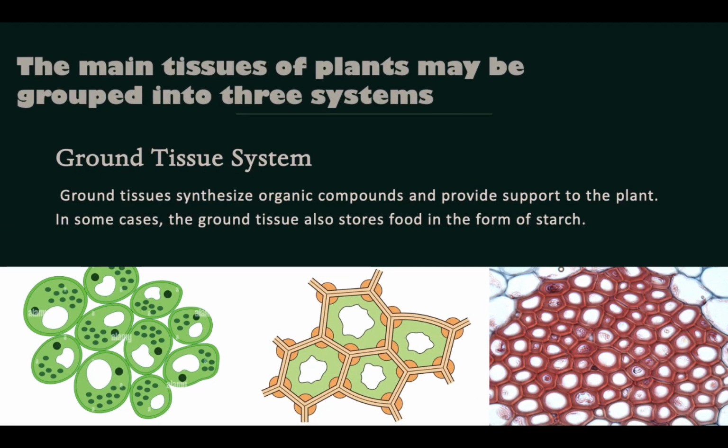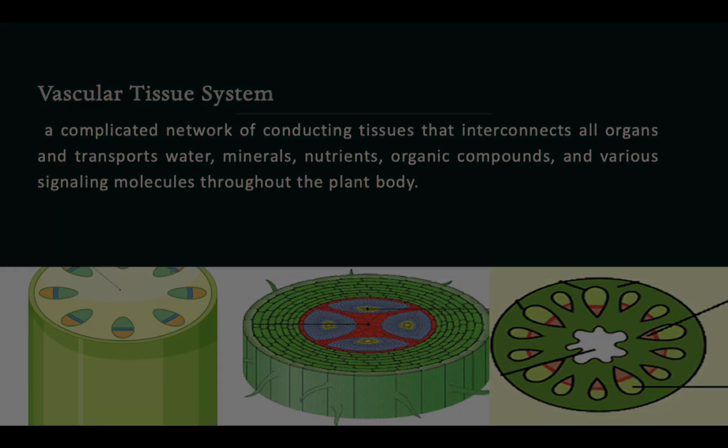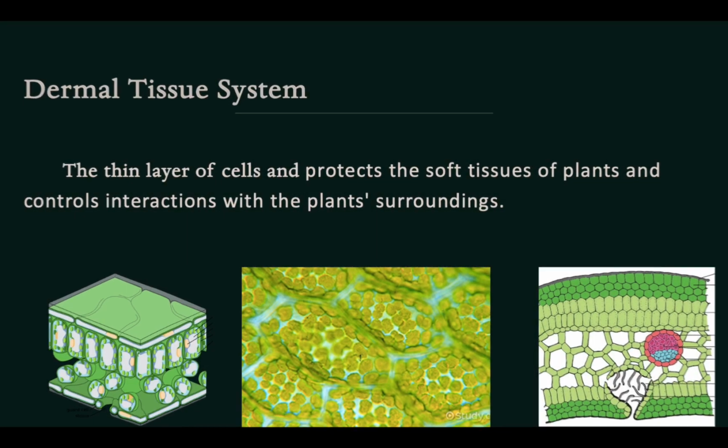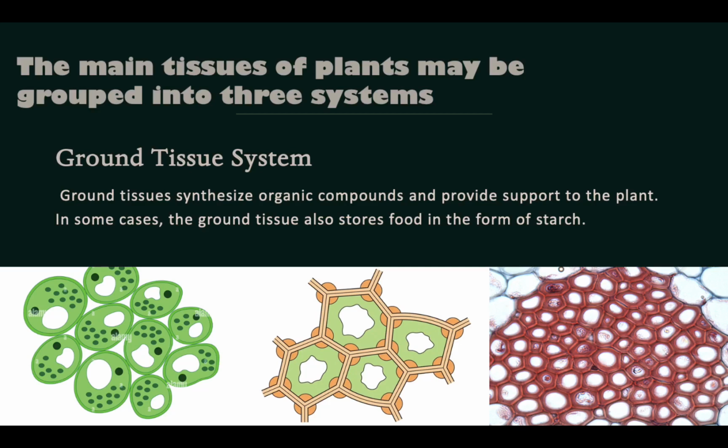Let us now tackle the main tissues of the plant system that are grouped in three systems. These systems are the ground tissue system, vascular tissue system, and the dermal tissue system. First is the ground tissue system. Ground tissues synthesize organic compounds and provide support to the plant.